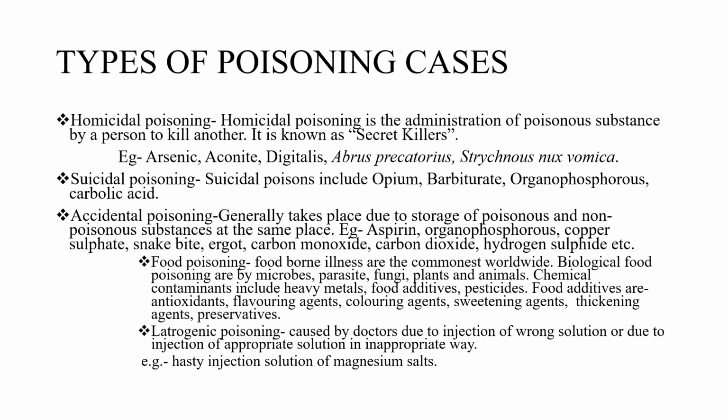Suicidal poisoning: when a person wants to commit suicide and deliberately consumes opium, barbiturates, organophosphorus, or carbolic acid, these are some substances which a person consumes for suicide. So these types of cases are called suicidal poisonings, and these poisons are called suicidal poisons.